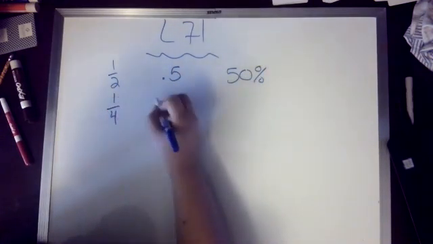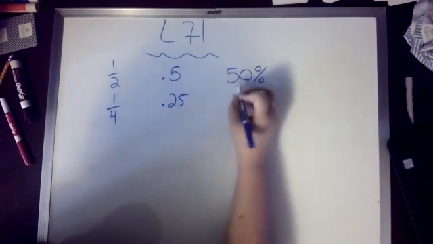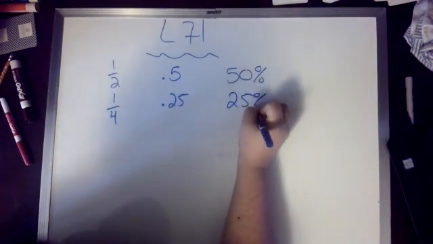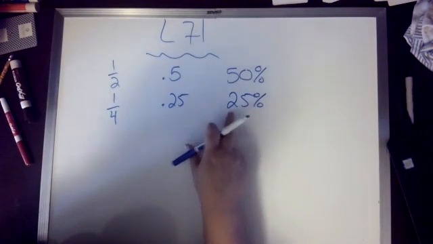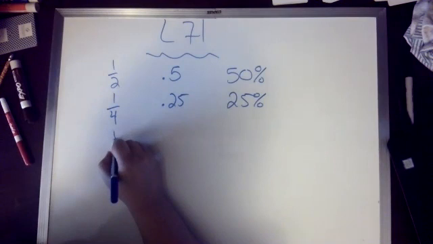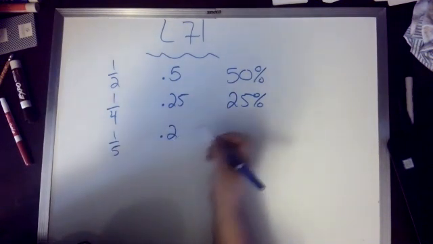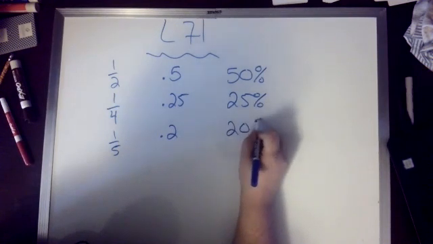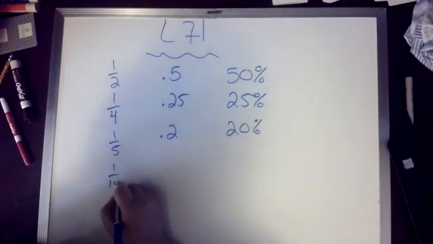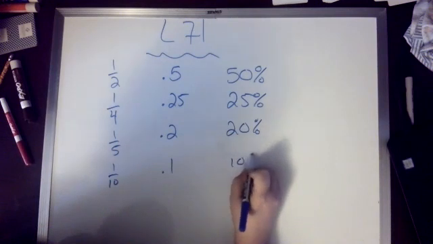Next is a quarter, is 0.25, which is 25%. Again, if I took 100 divided by 4, I would get 25. If I have a fifth, it would be 0.2 or 2/10, and it would get me 20%. And we've already done tenths, which is a tenth, which is 10%.